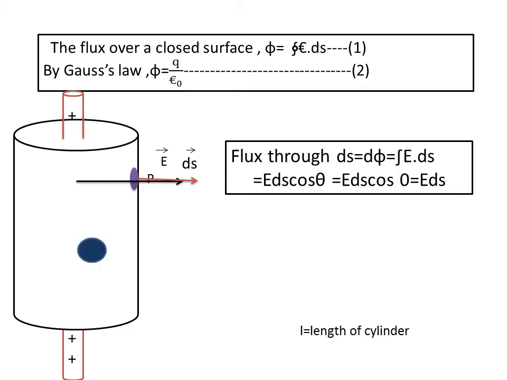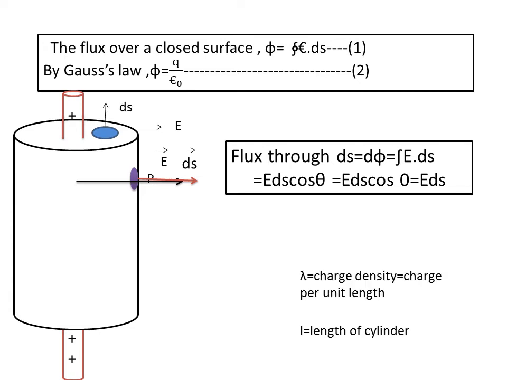Now let us take a small area on the top surface of the cylinder. Here electric field passes out in the same direction as before, but ds is pointed perpendicular to E. So d phi is equal to E ds cos 90. Cos 90 is 0, so d phi is equal to 0. So there is no flux through the top and bottom surfaces. Flux is coming out through the curved portion of the cylinder.